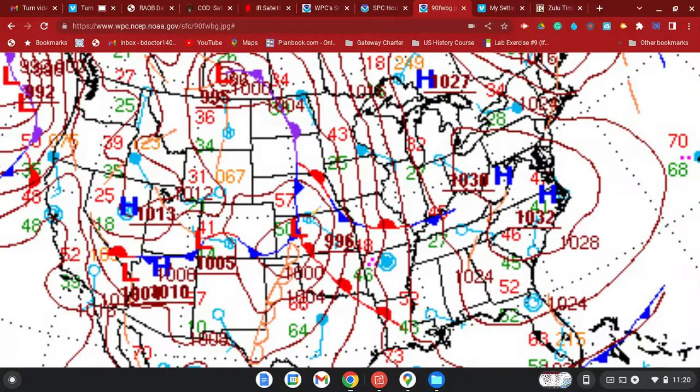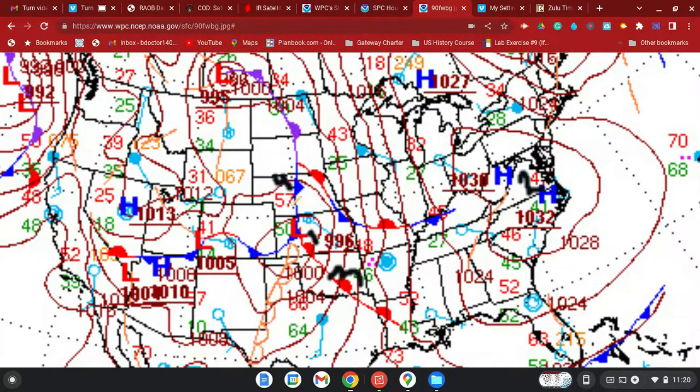Okay, so we know about lows. That's the first type of front. Second type of front here, highs. Third type of front is a warm front. And the fourth type of front is you see these little blue triangles. That's our fourth front.